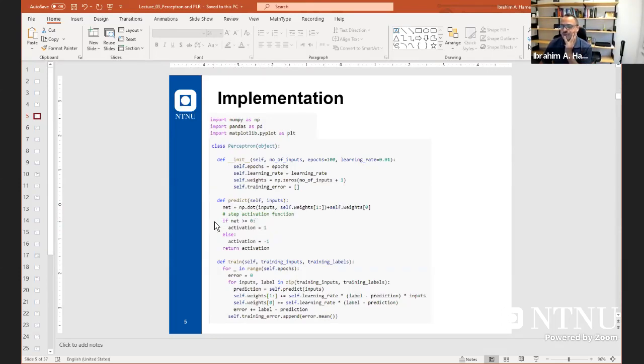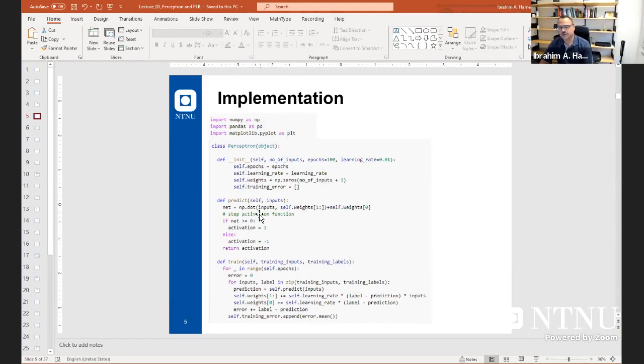After that, we can apply the activation function. It's a binary classification problem, in fact. When net is greater than or equal to 0, the output will be 1. Otherwise, it will be negative 1. So this is my activation.